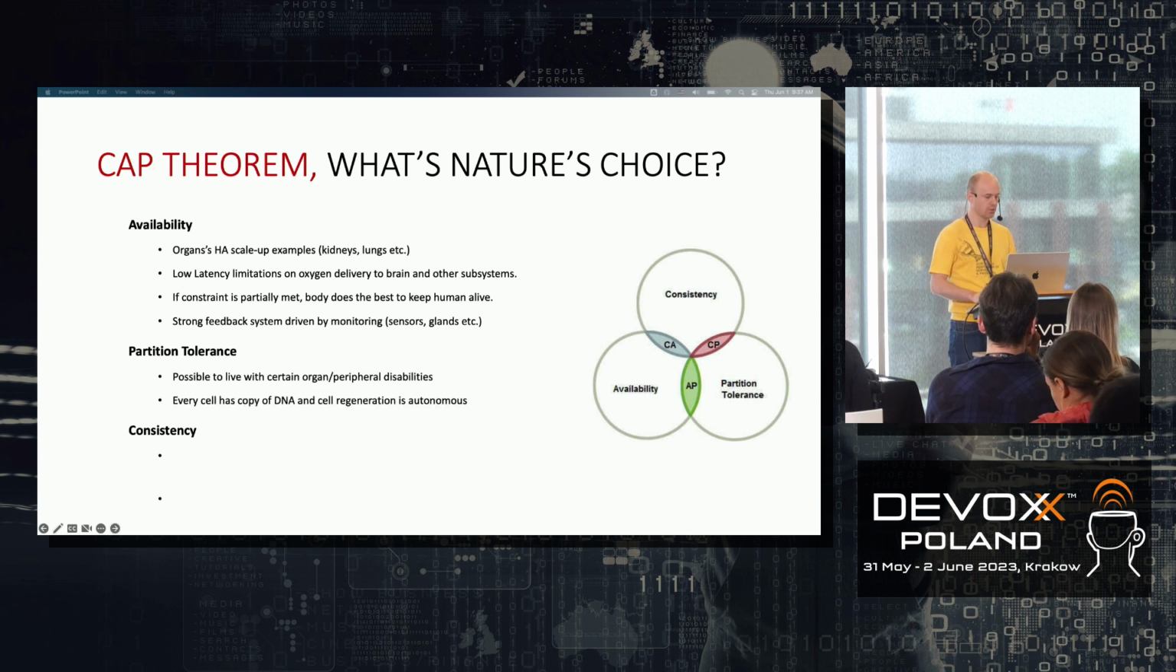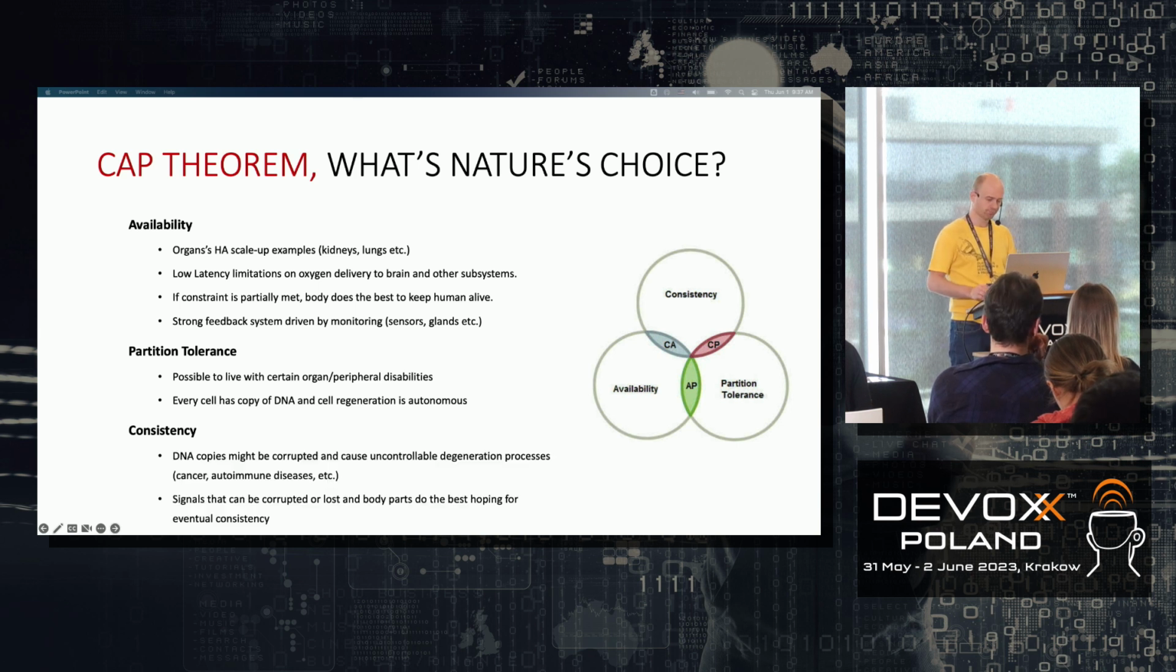Okay, so partition tolerance. Examples. I think that everybody could agree that it's possible to live with certain organ or peripheral disabilities. At least nature thought about it, right? And every cell has its own unique copy of DNA, and it is possible to regenerate it and recreate proteins and other objects based on a dedicated copy. So it is partition tolerant.